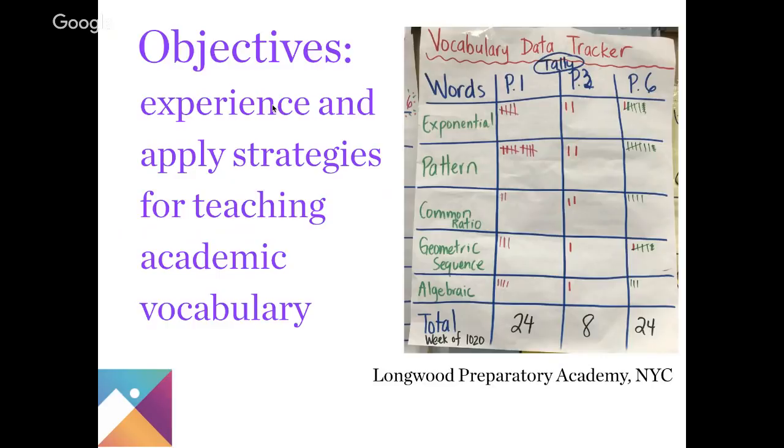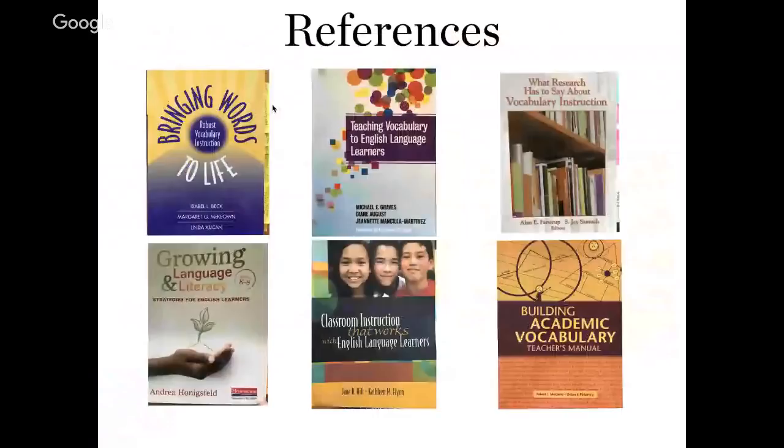I'm going to be referring to several of my favorite works today. Bringing Words to Life, Isabel Beck is a classic. This is the 2002 version, but in Andrea Honigsfeld's recent book, Growing Language and Literacy, she refers to the 2013 version of this book. And so I brought in hers as well. The Teaching Vocabulary to English Language Learners from Michael Graves has a lot of the research that you're going to see, and what research has to say about vocabulary instruction from Alan Farstrup and James Samuels as editors is also cited in my work. So that's more of the research about vocabulary development.